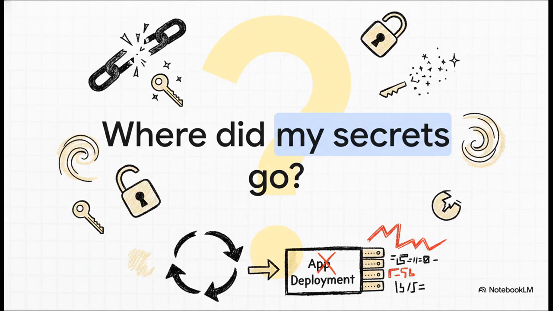You deploy your app, and suddenly, users can't log in. You start seeing these totally cryptic authentication errors, like IDX10603. That's just a fancy way of your app screaming, I can't find the secret keys I need to figure out who anyone is. So where did they go?